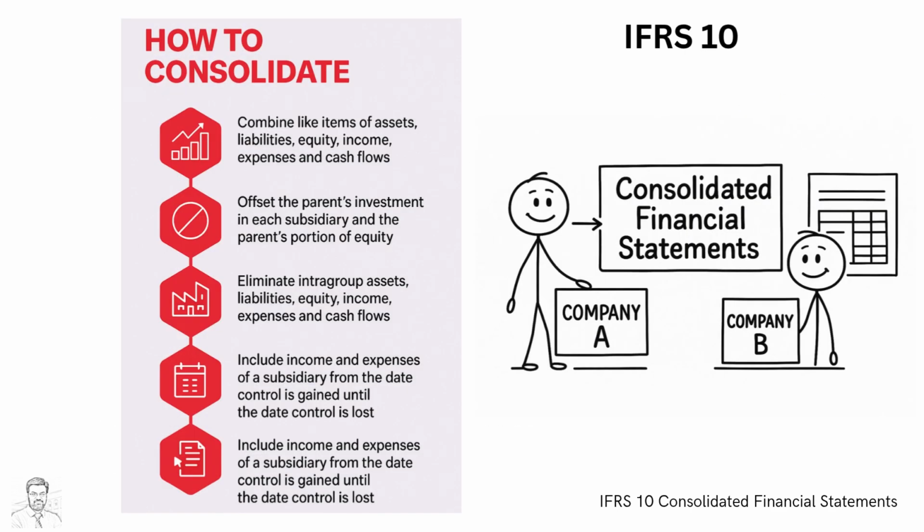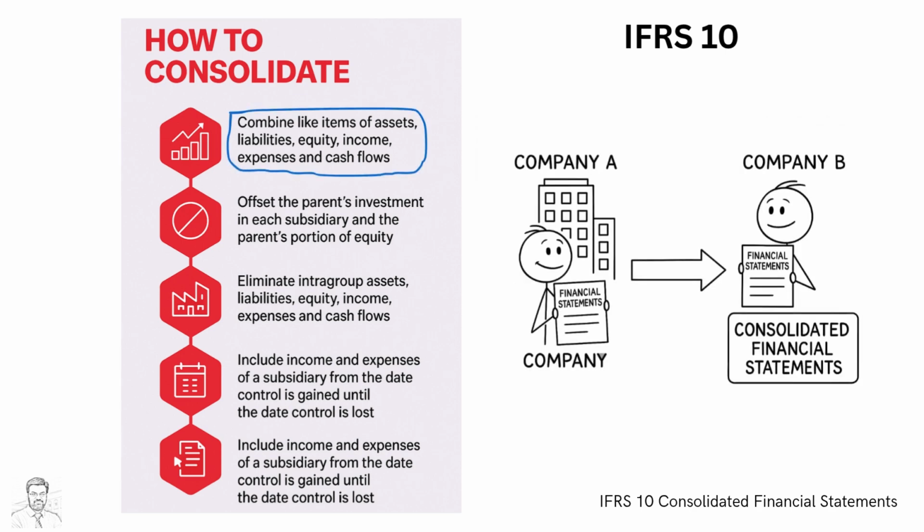All right, folks. Now we're going to talk about consolidation procedures and how it all works under IFRS 10. This is where we take the financials of the parent and basically blend them together with the financials of its subsidiaries. So let's break it down step by step. First off, we start by combining like items. I mean, if the parent has cash and the subsidiary also has cash, then we just add them together. Same goes for receivables, inventory, liabilities, equity, and even income and expenses. So yeah, you're looking at one big merged statement as if the whole group is just one single business. Got my point? Cool.